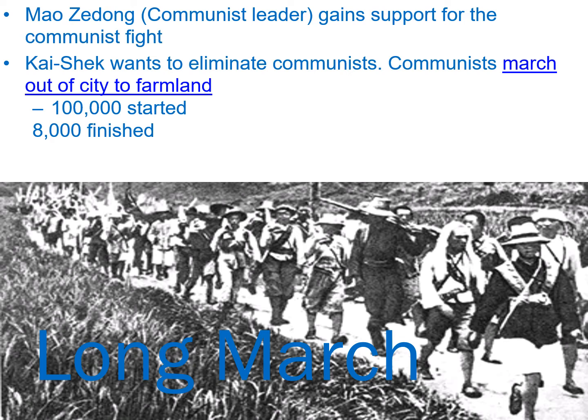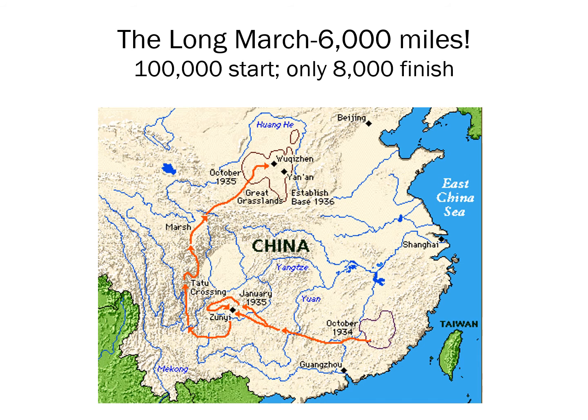For the Long March, Mao Zedong, who was the communist leader, would gain support in the communist fight. Chiang Kai-shek wanted to eliminate the communists, and the communists marched out of the city to the farmland. During the Long March, for the communists, 100,000 would start, but only 8,000, according to records, survived the Long March. It was a long way, as the name would imply. If you look at this map, you can see the actual direction of the march itself.